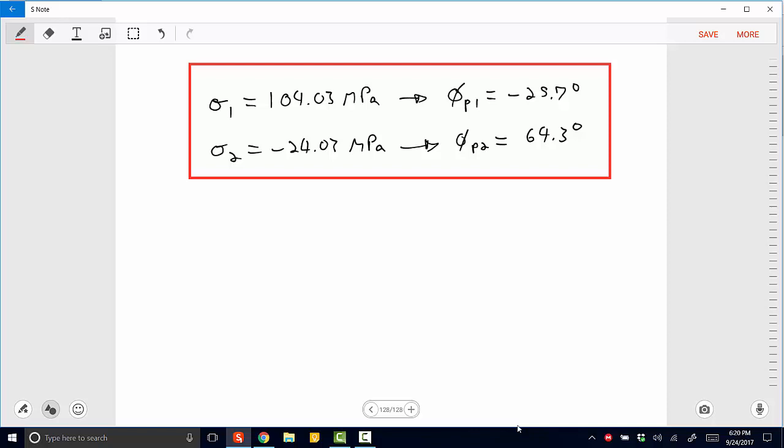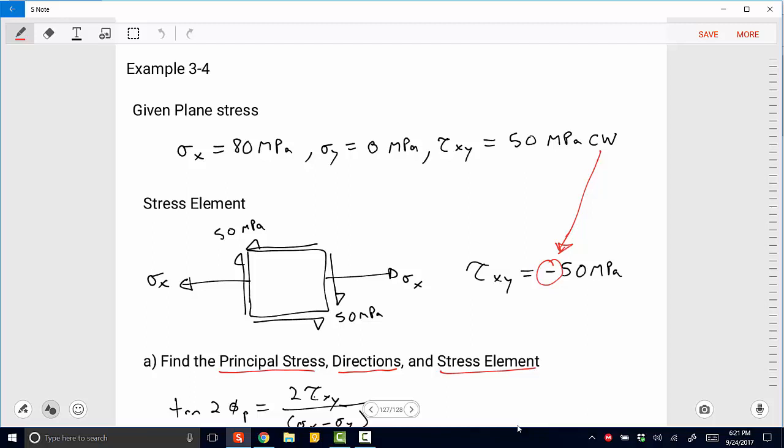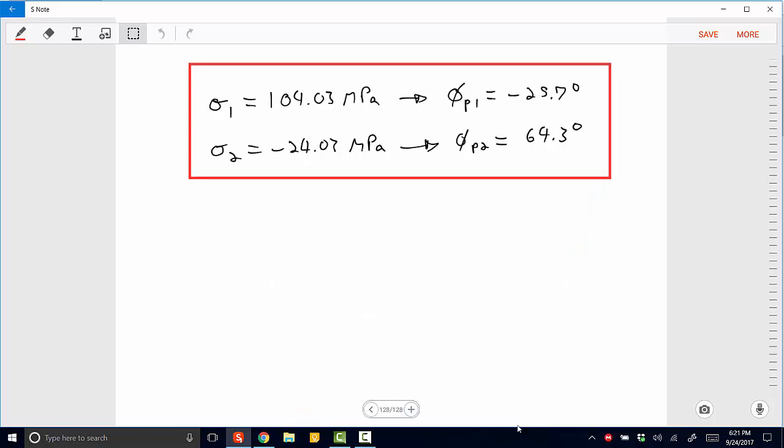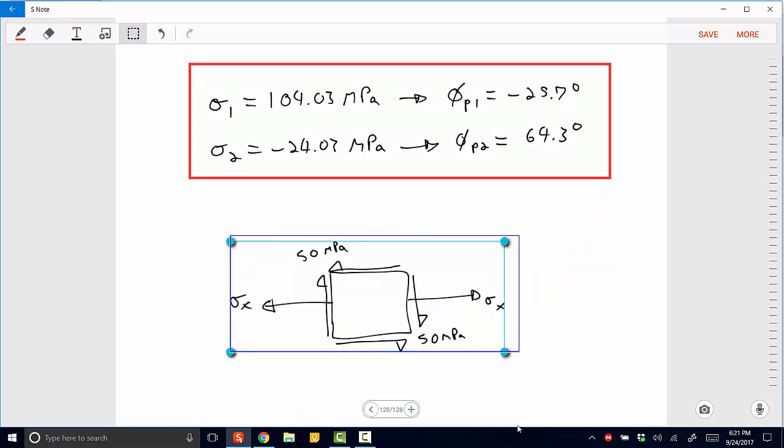It's very important for you to be careful at that step. If you forget, then when you're doing an exam or a homework problem, you can get stuck and not be able to fully complete the problem. So this problem wanted us to find the principal stresses, their directions, and we were asked to draw a stress element. So let's go ahead and take our original stress element here. Let's copy that, which is our original stress element.